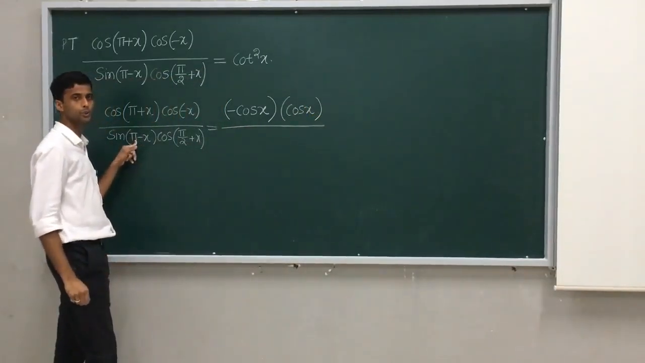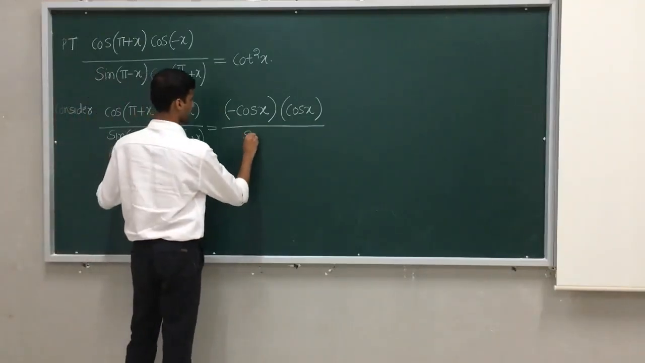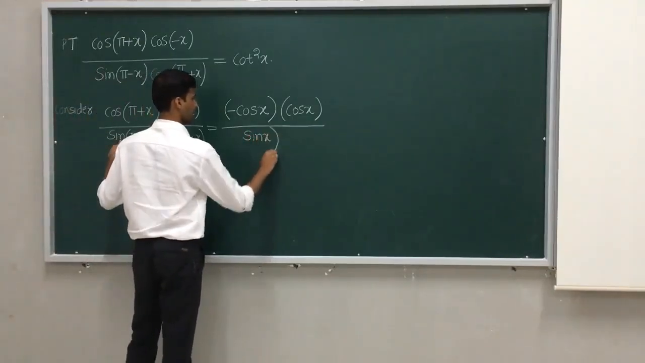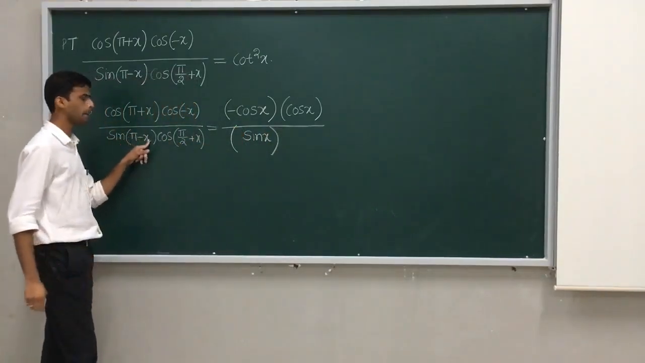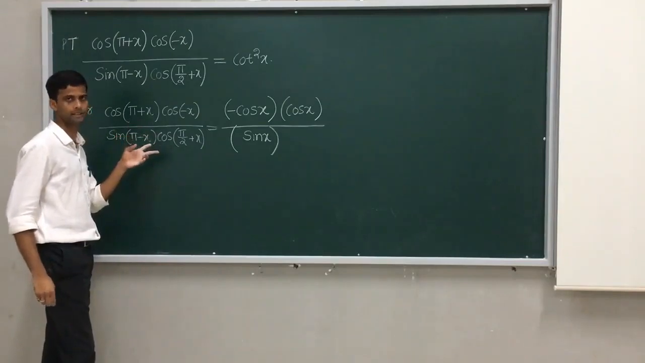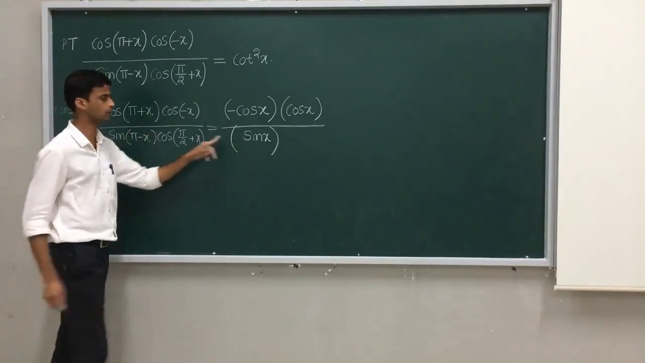180 can be written as 2 into 90. 2 is an even number, so function will remain function only. So sin x. Now let me take the sign scheme for this sin x. 180 minus means second quadrant. In second quadrant, according to ASTC, sin is positive, right?